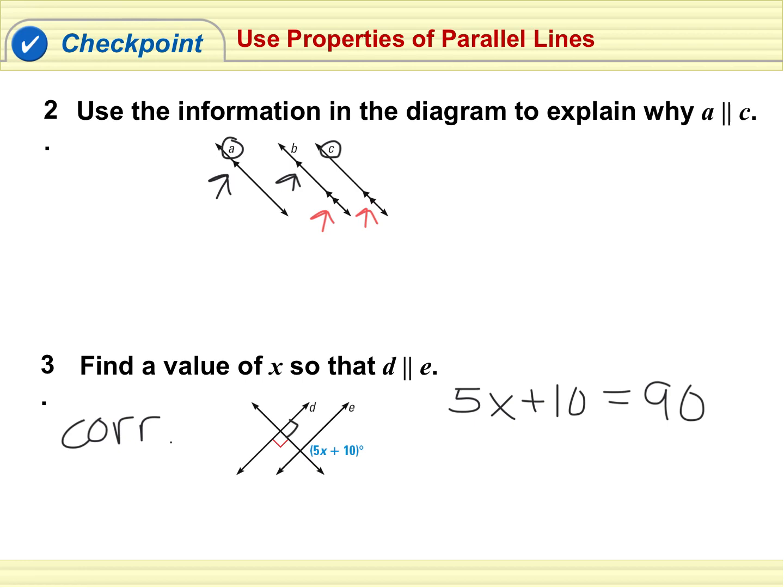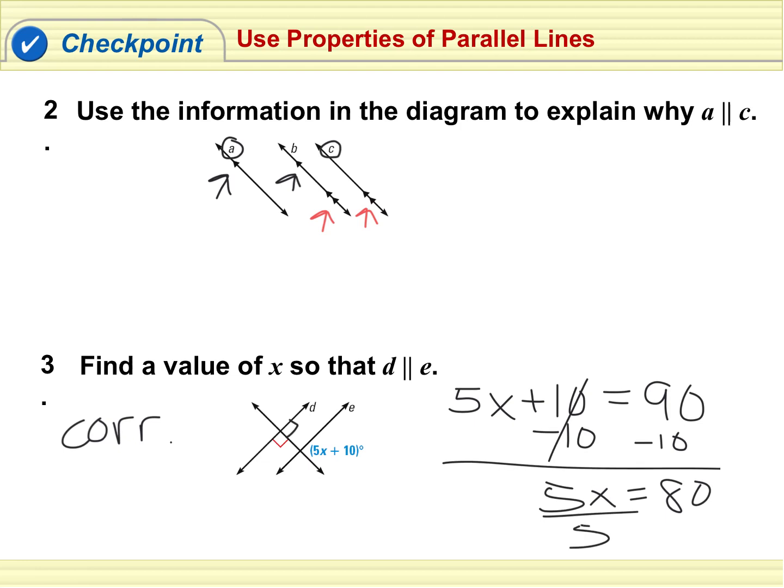Good. What's my next step to get x by itself? Minus 10. Subtract 10. So you get 5x equals 80. And then divide by 5. What do we get for x here? X equals 16. Awesome job, you guys.